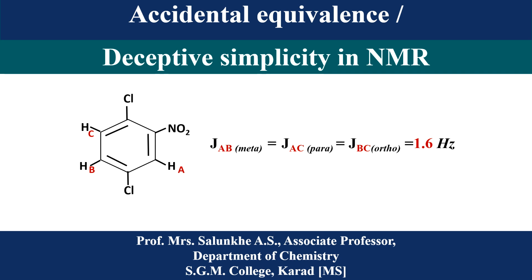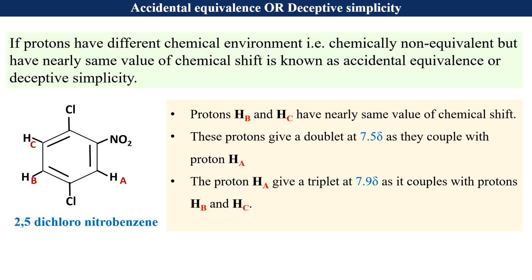Welcome everyone. In this video, we are going to learn accidental equivalence or deceptive simplicity in NMR. If protons are chemically non-equivalent, like Hb and Hc, but they have nearly the same value of chemical shift, such type of equivalence is known as accidental equivalence or deceptive simplicity.